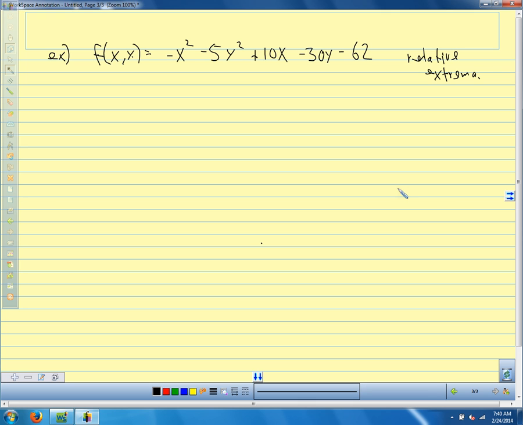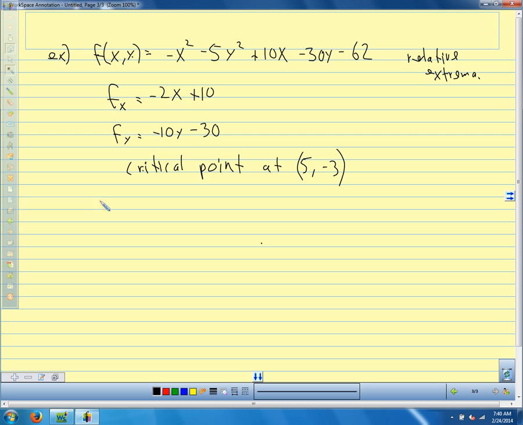So we find our first partial derivatives. f sub x, we get minus 2x plus 10. This one's nice and easy. f sub y, we like it when there's only one variable here, is minus 10y minus 30. And we want these both to be 0. So we have a critical point. Setting these equal to 0, our critical point is at (5, negative 3).